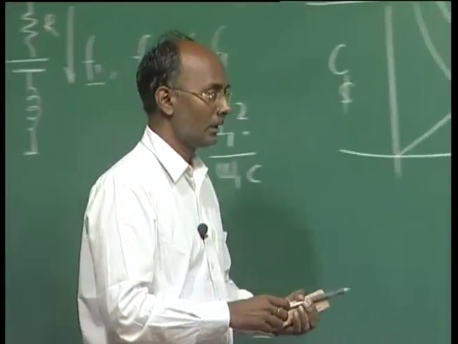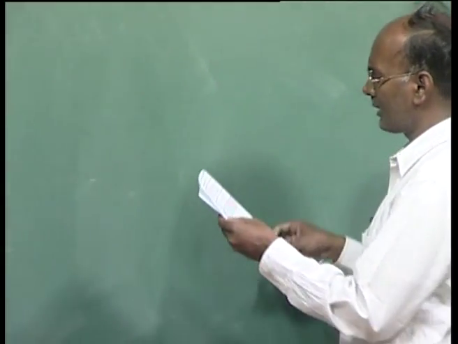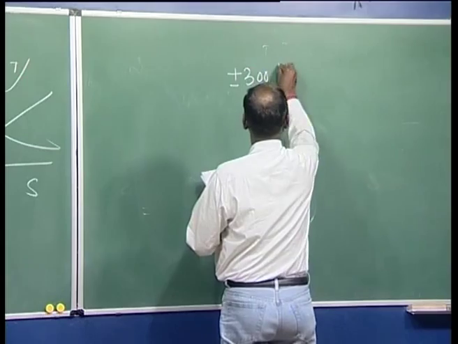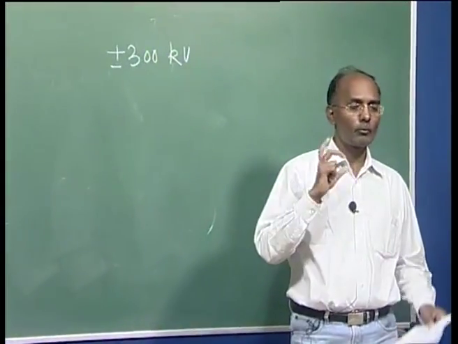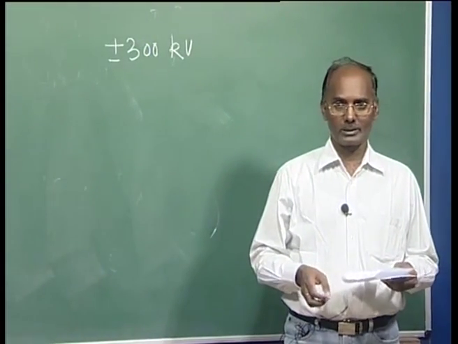For example, let us see one example of how to calculate this. Let us suppose you have been given a plus minus 300 kV bipolar system consisting of 4 bridges. So, it is 4 bridges of 12 pulse converters.